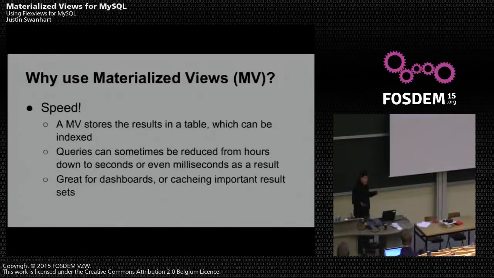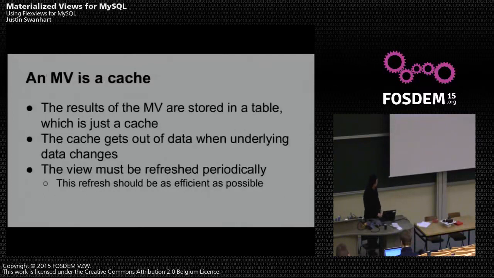So why would you want to use them? Well, speed is the biggest reason, right? The results are in a real table, again. So that table can be indexed or partitioned, or you do whatever else you need to do to get good performance. As a result, you can take complex queries that count star over a billion rows and just look in the table to get the count of rows. So it's basically instant rather than minutes or hours. So it's great for dashboards, caching important result sets, anything that really needs a lot of speed.